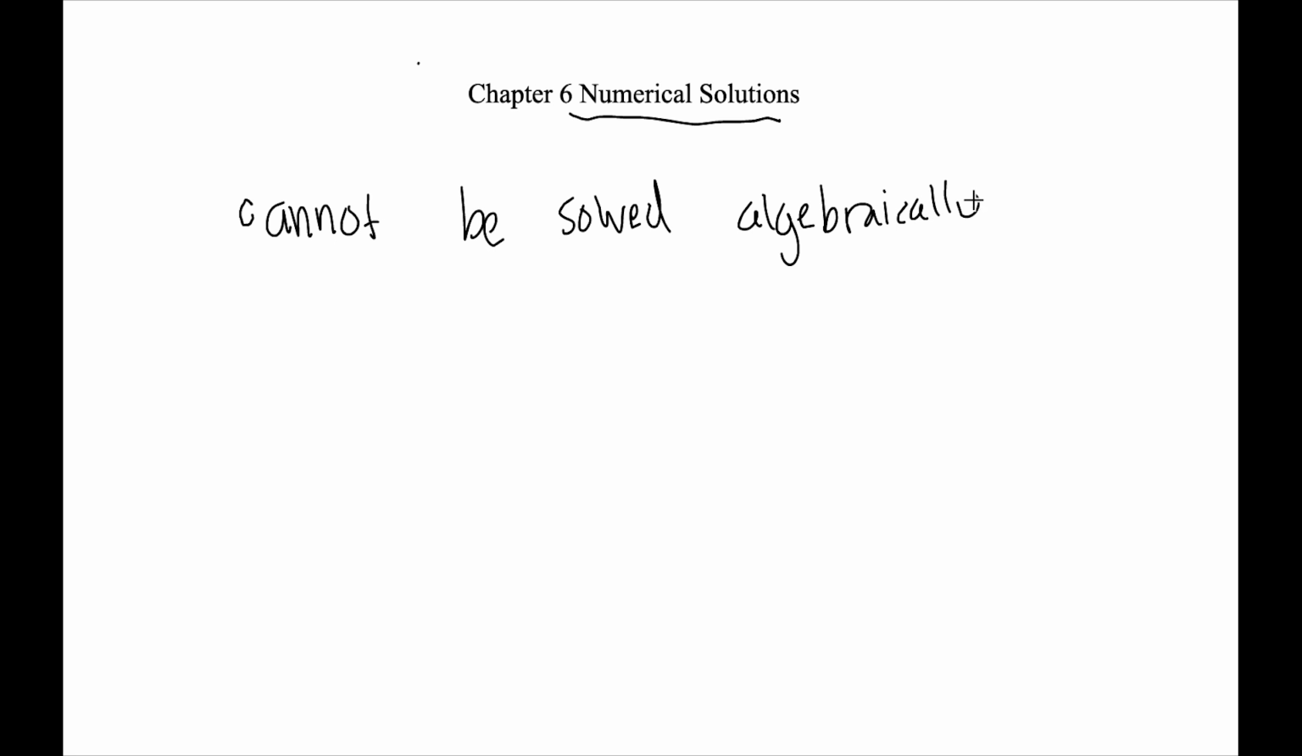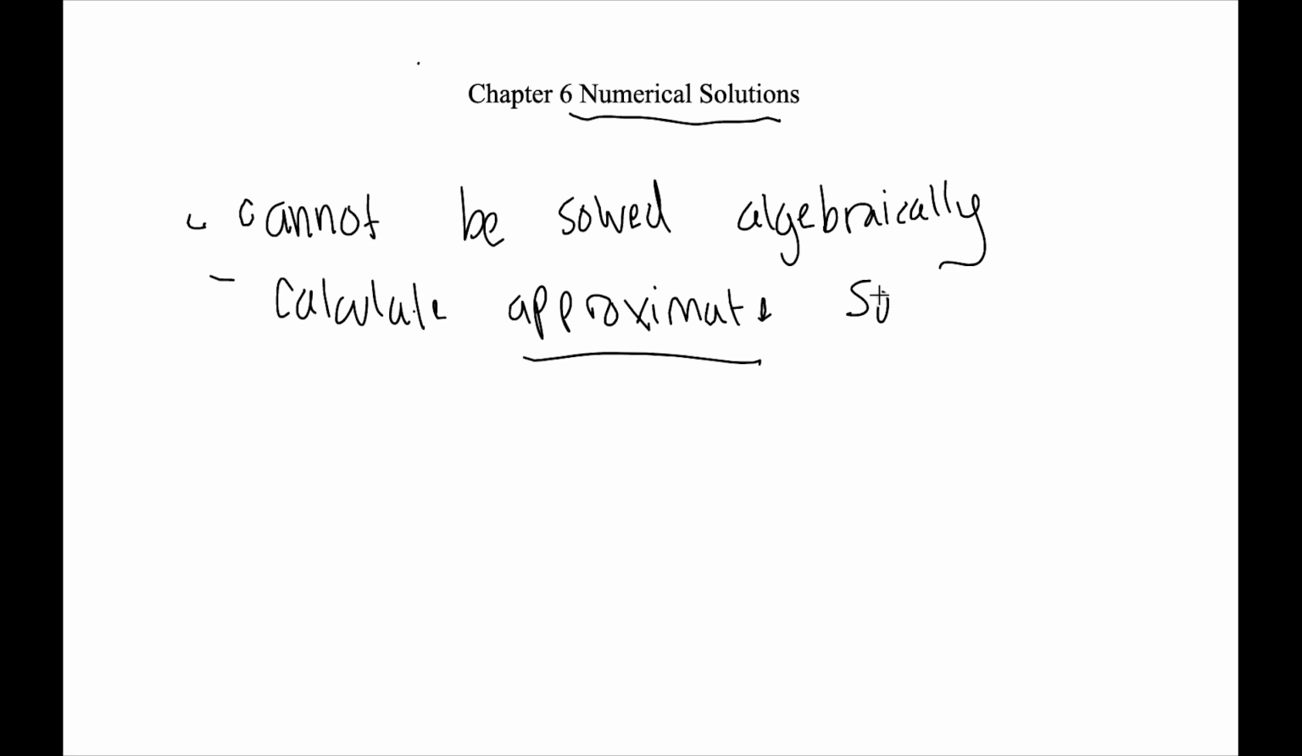So, numerical solutions is when we have an equation that cannot be solved algebraically. Okay? But there are methods to calculate an approximate solution. We will be graphing in this chapter, so you might want to be working on graph paper.